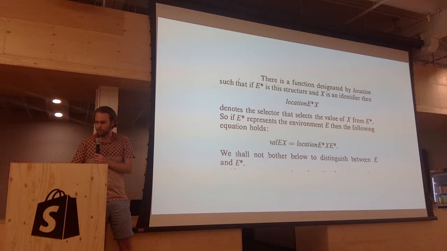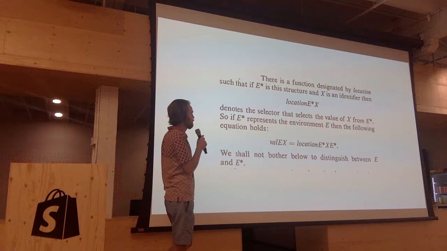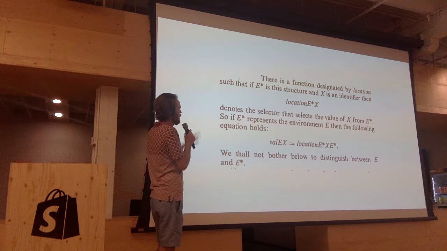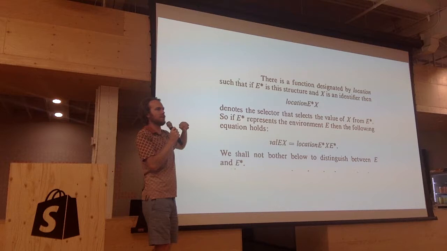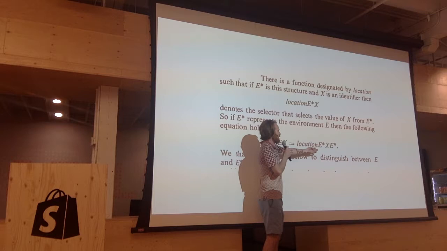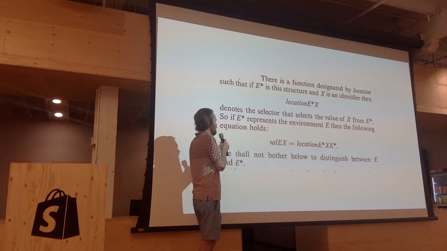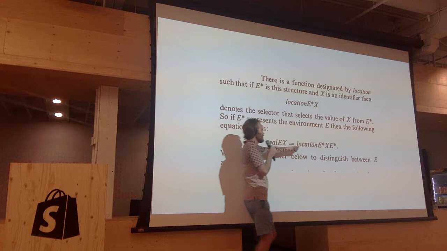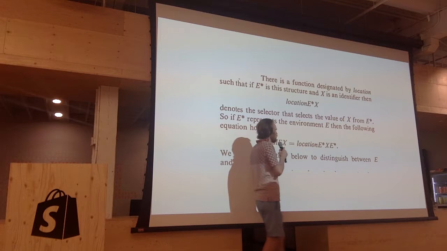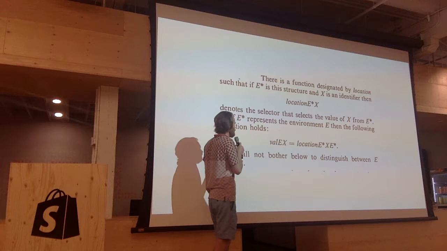And then here's where he talks about location. There's a couple things that I still haven't figured out about this. I find it a little bit weird. Basically, the way he describes it here is apparently that location E star X E star is the same as val E X. So apparently this is the same as evaluating. But later on, it really seems like all this is looking up in the environment without doing anything else. So I don't really know why it's like that. Maybe someone can tell me.